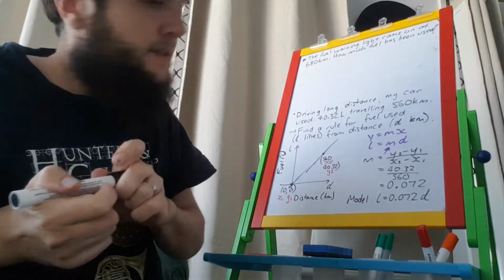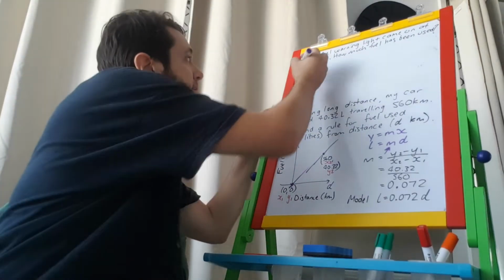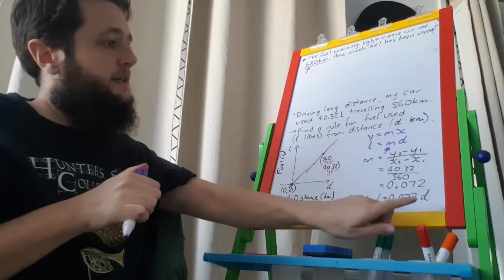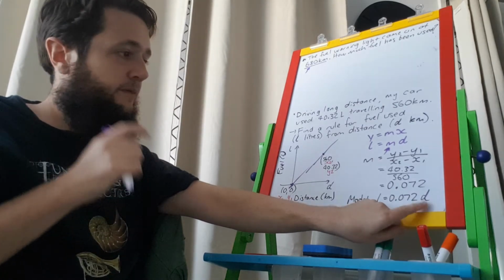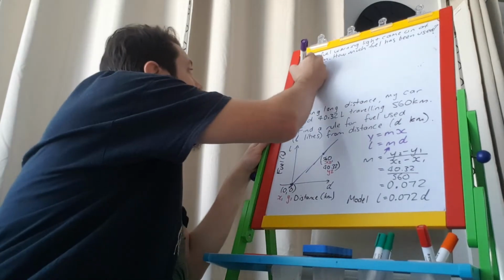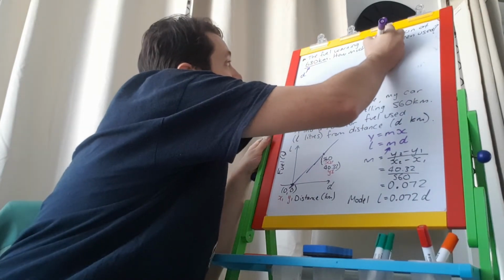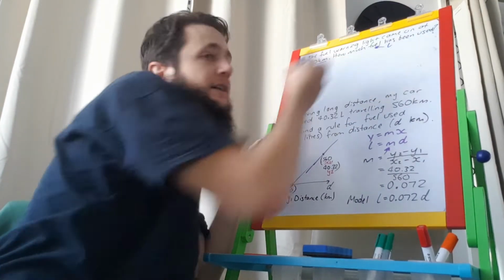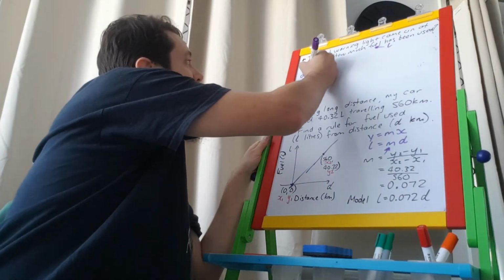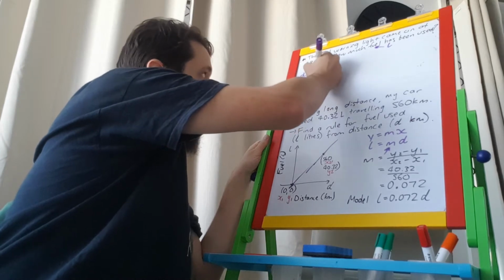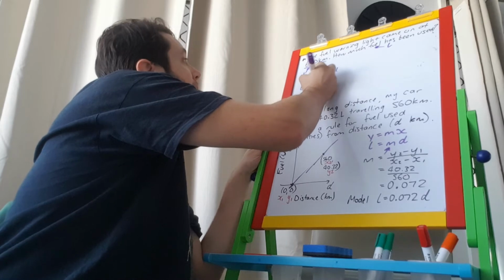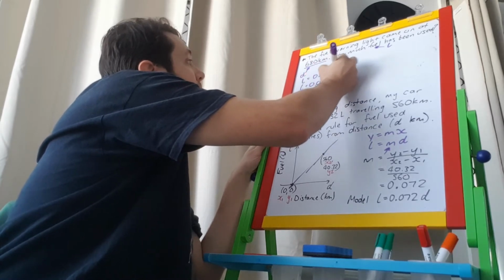So in here we're given a distance. In our model, the distance is represented by the letter D. Remember, D was distance. So we're given D and we're asked how much fuel was used. So we're being asked for L. So to work this out, we'd write our model. L equals 0.072 D. And we put our value of D in it, 680.